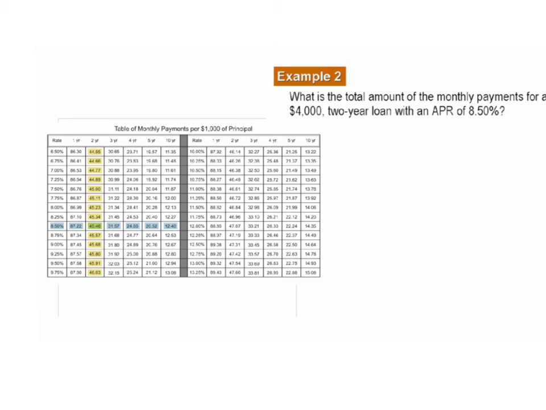All right, example 2 is what is the total amount of monthly payments for a $4,000 2-year loan with an APR of 8.5%? 8.5%, 2 years. We did this for example 1, and we came up with a monthly payment of $181. So we write that down there, 181.84.